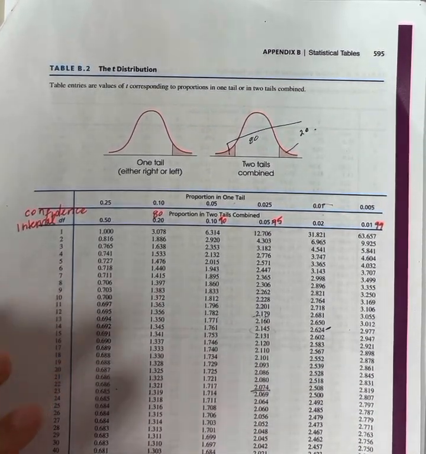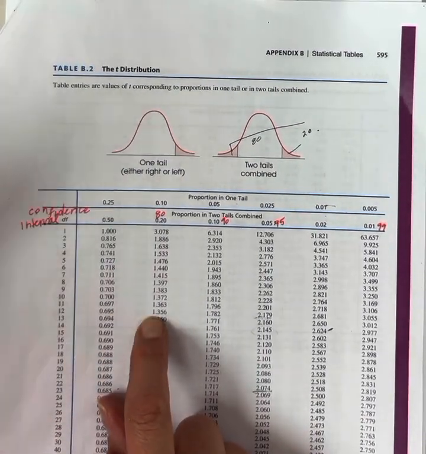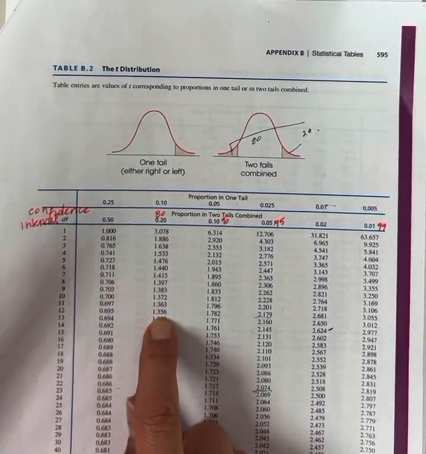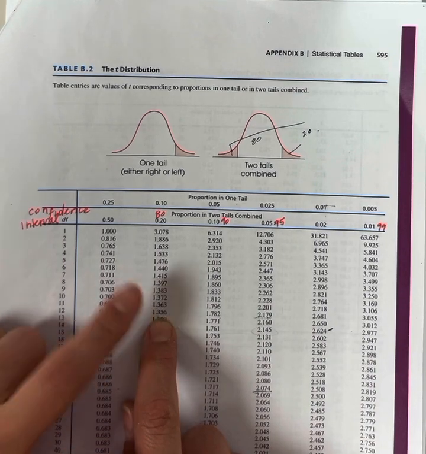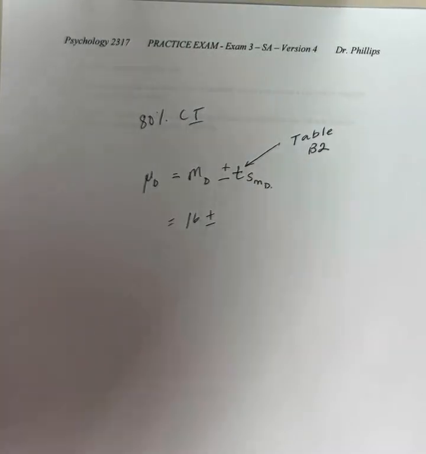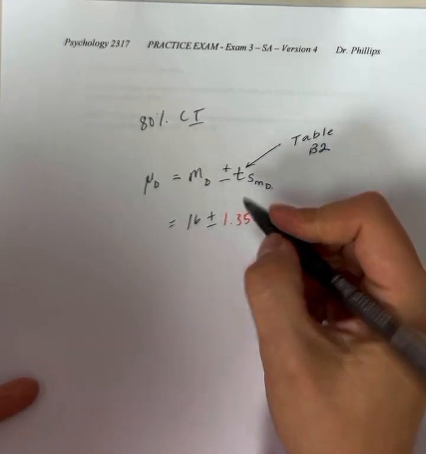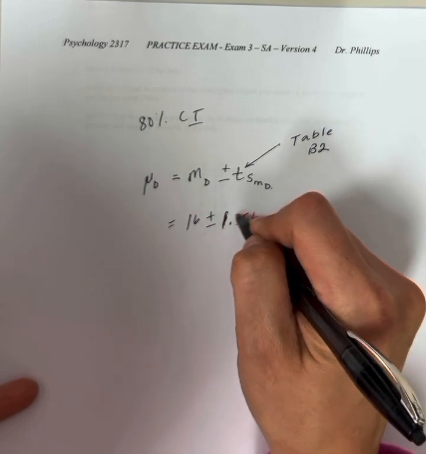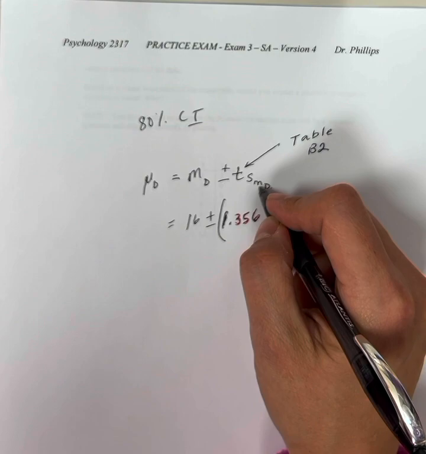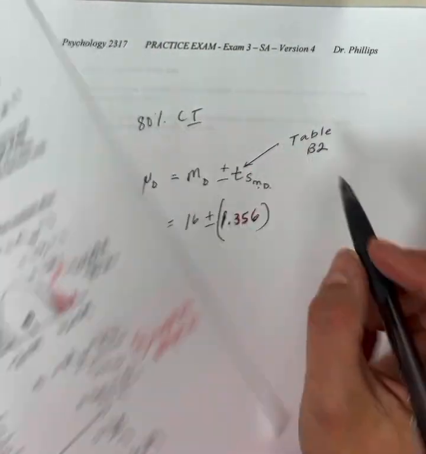Our degrees of freedom was 12, and we wanted the 80% confidence interval, so 20% in the tails. So that value there is 1.356. I'm in red, not so useful. 1.356. And then this estimated standard error comes from step 3. We already calculated it. It's 7.